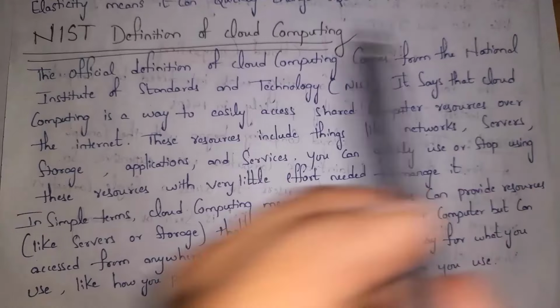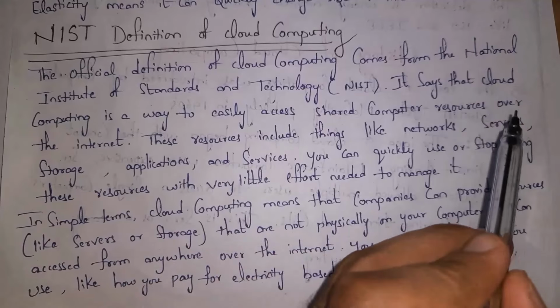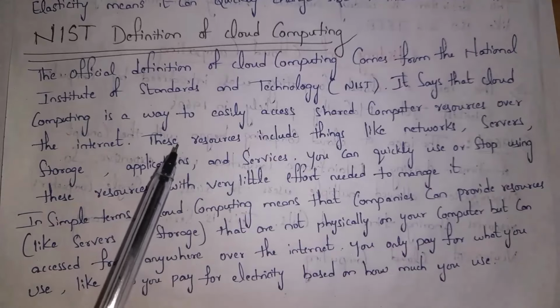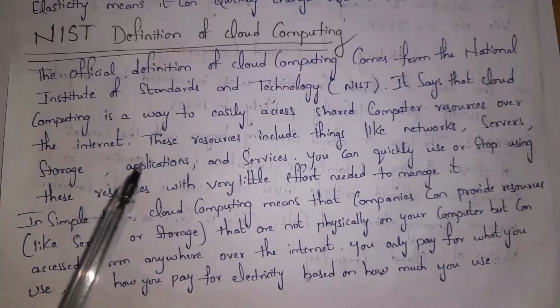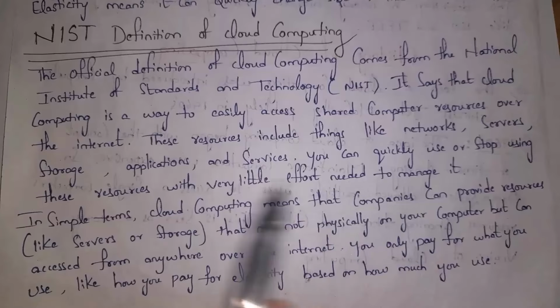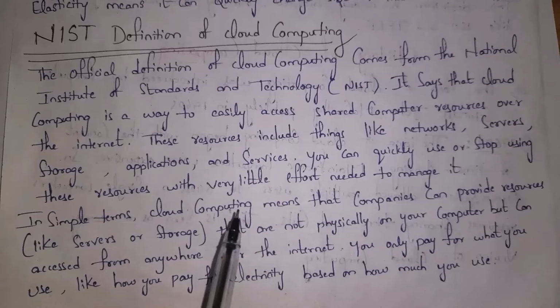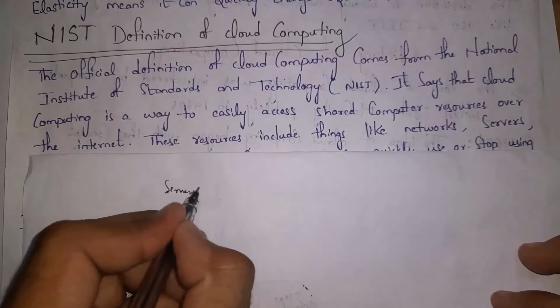Cloud computing is a way to easily access shared computer resources over the internet. These resources include things like network, servers, storage, applications, services, etc. You can quickly use or stop using these resources with very little effort needed to manage it. As cloud computing will provide various kinds of services like servers, I already explained this example before.